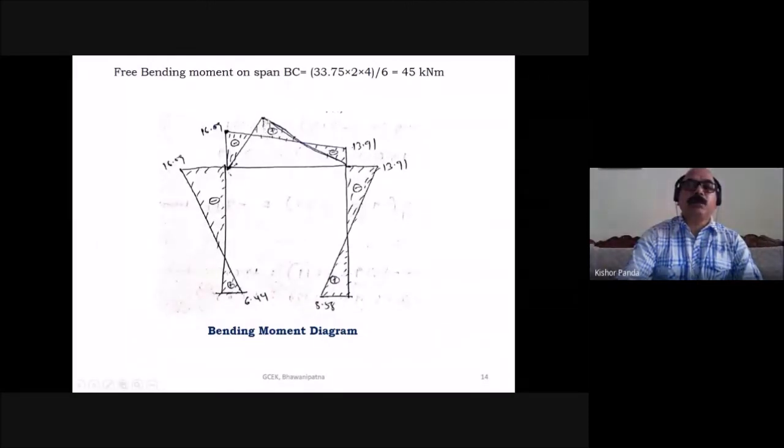Here this moment you have to find out, or how to find out the maximum positive moment: this ordinate, by making that triangle. So you can find out this value, and you know this one. So this total is 45. From this 45 you can deduct this portion, then you'll find out the maximum positive moment at the loading position of span BC.